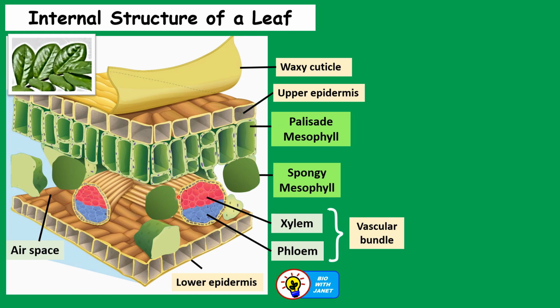That's why the spongy mesophyll layer is called a spongy layer. Spongy because a sponge has a lot of pores and air spaces in between. The second function of spongy mesophyll cells is that they can also carry out photosynthesis because they also have chloroplasts, but they have fewer chloroplasts than the palisade mesophyll cells.